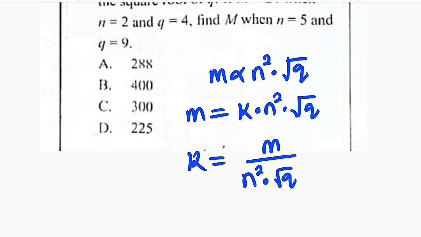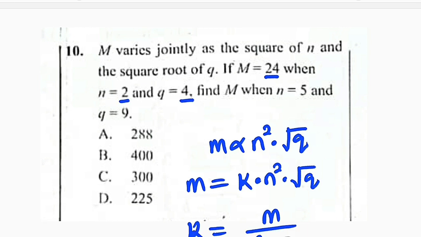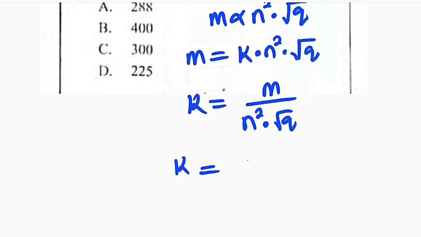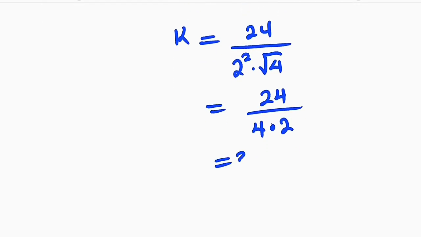To find this k, we are going to substitute the first statement given to us. We have m equal to 24, n equal to 2, and q equal to 4. So k is equal to 24 divided by n to the power of 2, which is 2 to the power of 2, multiplied by the square root of 4. This is equal to 24 over, to the bottom we have 2 squared is 4, multiplied by the square root of 4, which is 2. So to the bottom we have 4 times 2, which is 8, and 24 divided by 8 is equal to 3, and hence k is equal to 3.